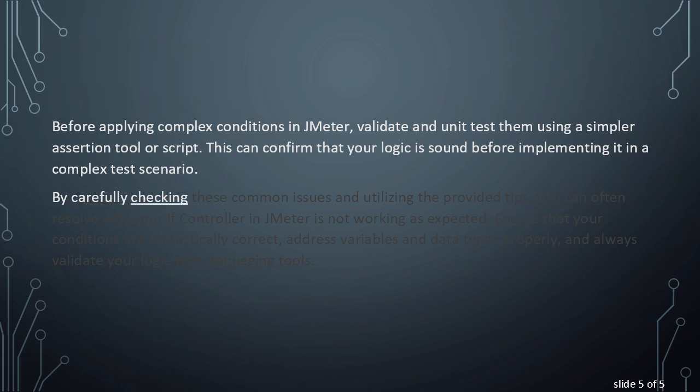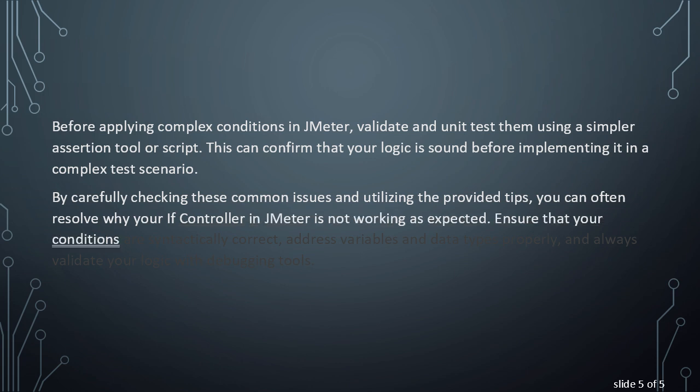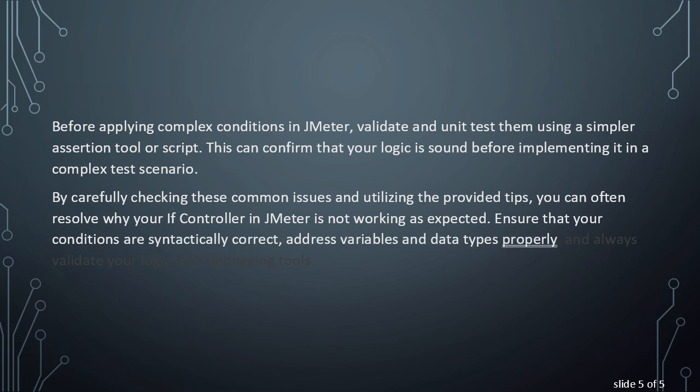By carefully checking these common issues and utilizing the provided tips, you can often resolve why your if controller in JMeter is not working as expected. Ensure that your conditions are syntactically correct, address variables and data types properly, and always validate your logic with debugging tools.